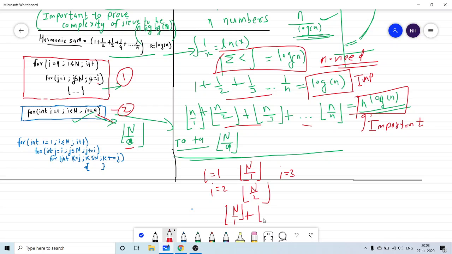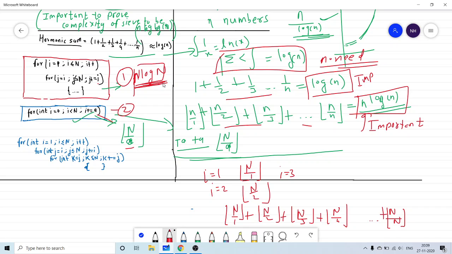n by 1 plus n by 2 plus n by 3 plus n by 4 up to n by n. Now it is the same, right? This and this are the same, so this complexity will be n log n. See, these are two nested loops. Generally by seeing this it looks like n square, but its complexity is n log n. So this is very important.